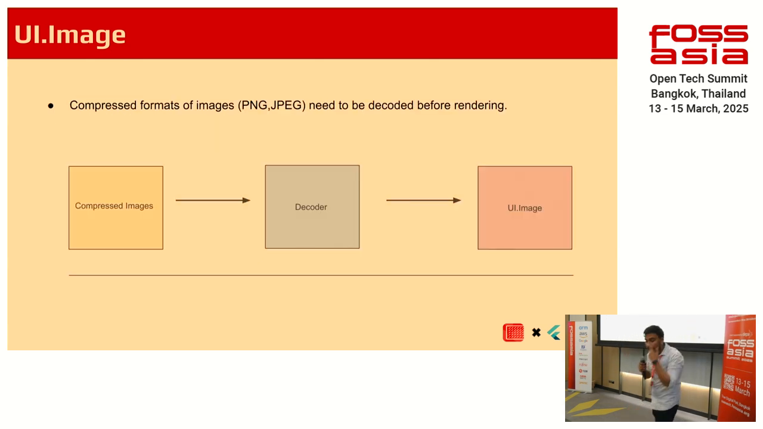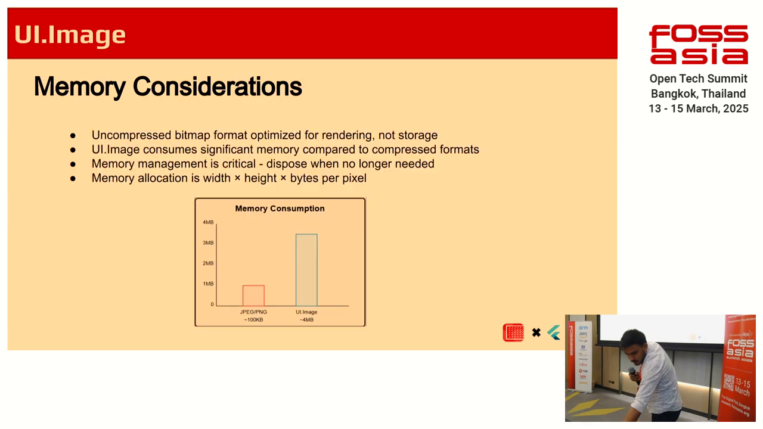Images like PNG and JPG are in really compressed formats. The GPU will never be able to render them. We need a decompressed format, where we get access to each of the pixels of the image. That's where UI.image comes into the picture. We take the compressed images, pass them into a decoder, and the decoder gives a UI.image for it.